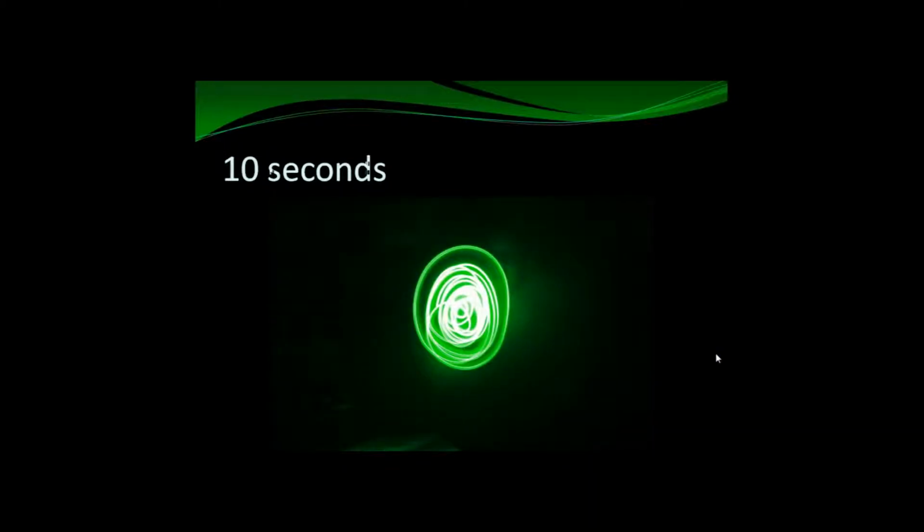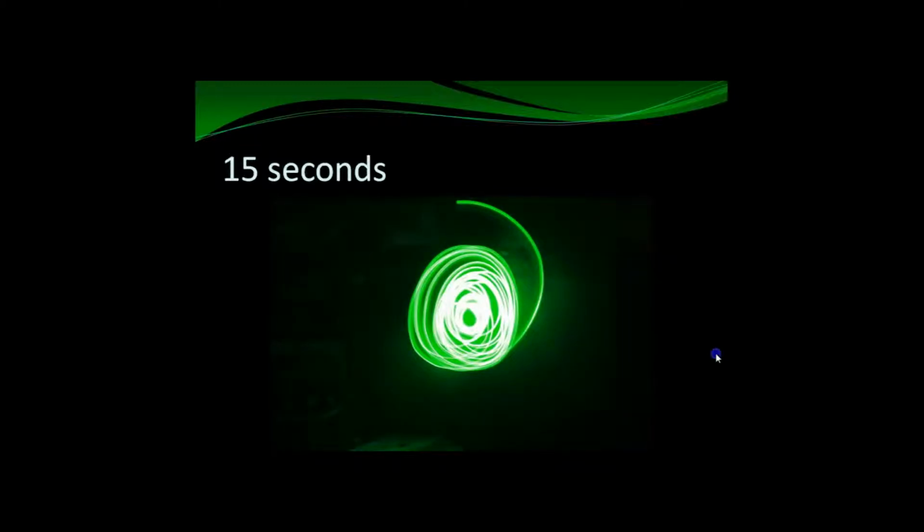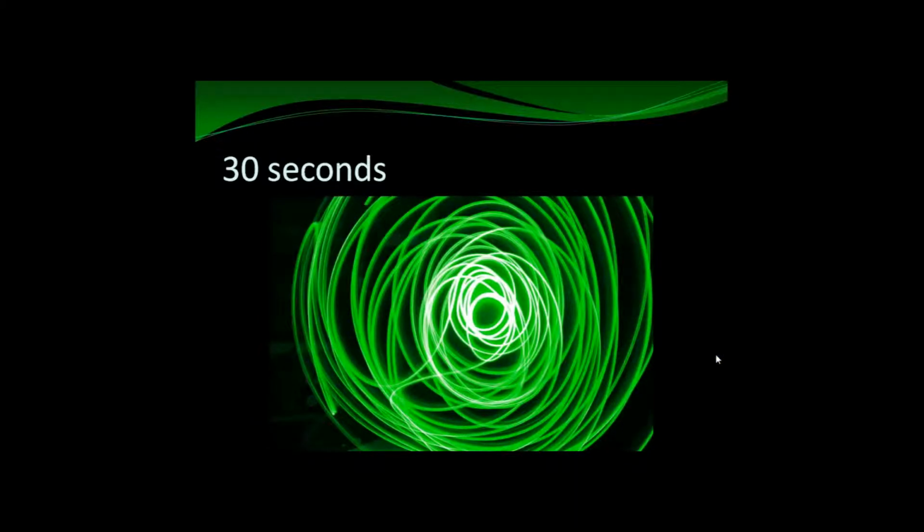To 8 seconds, 10 seconds, I kept drawing and drawing and drawing. 20 seconds, I kept drawing and drawing and drawing. 25 seconds, 30 seconds. That shutter was open for 30 seconds. So I had 30 seconds to draw in the air, and this is what I got.